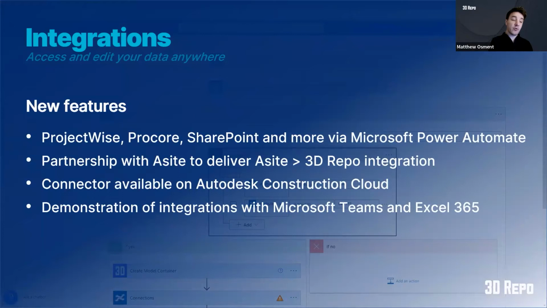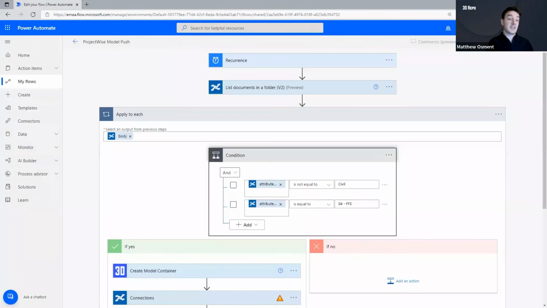So using Power Automate, we support integrations with ProjectWise, Procore, and SharePoint. We've been partnering with Asite to deliver an Asite to 3D Repo integration, which allows you to upload models directly from Asite when they're uploaded and push them into 3D Repo. We're available on the Autodesk Construction Cloud, and we've demonstrated integrations with Microsoft Teams and Excel.